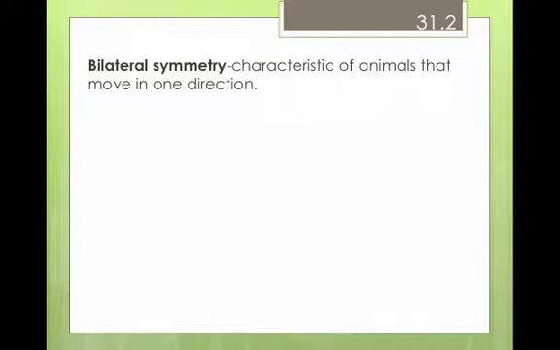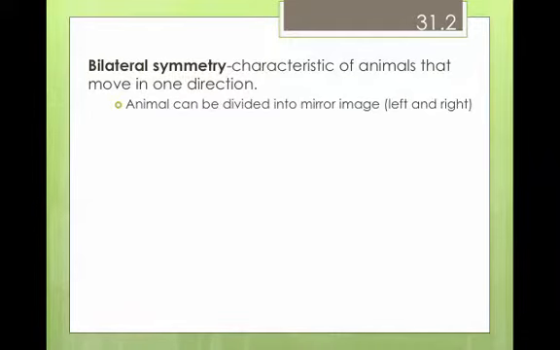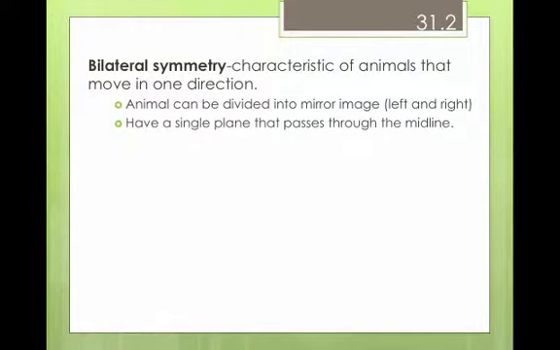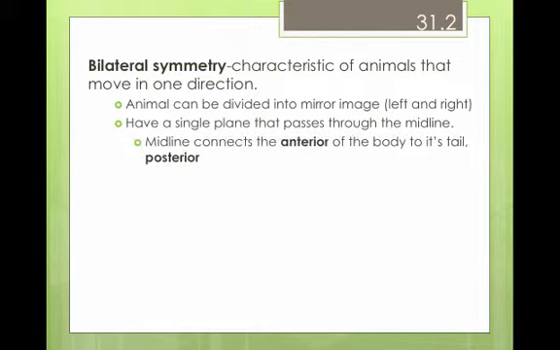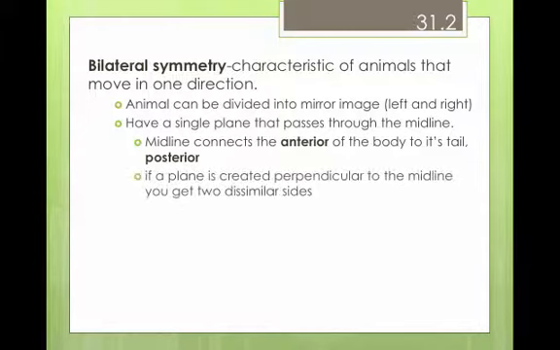The other type is bilateral symmetry, which is a characteristic of animals that move in one direction. For example, fish. So animals can be divided into mirror image, left and right, and they have a single plane that passes through their midline. For example, a fish would be kind of like if you followed its spine. The midline connects the anterior of the body to its tail, which is the posterior. And if a plane is created perpendicular to the midline, you should get two dissimilar sides.